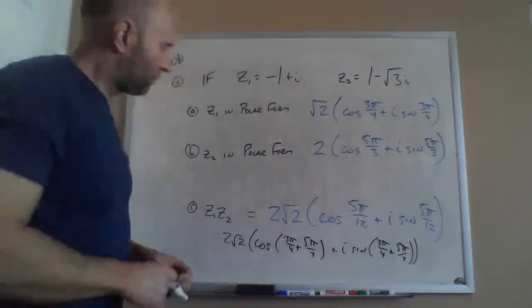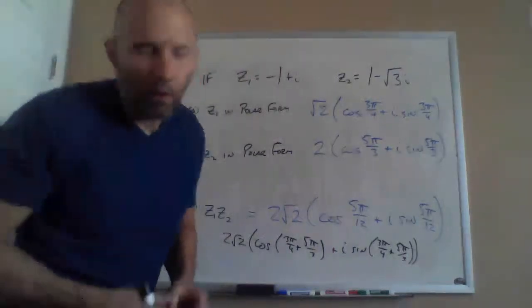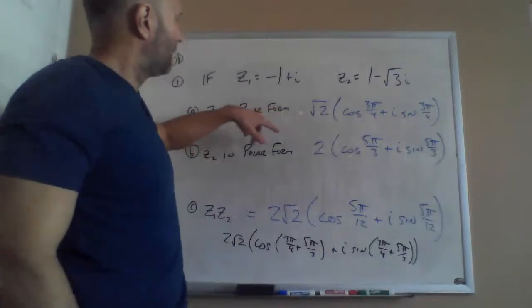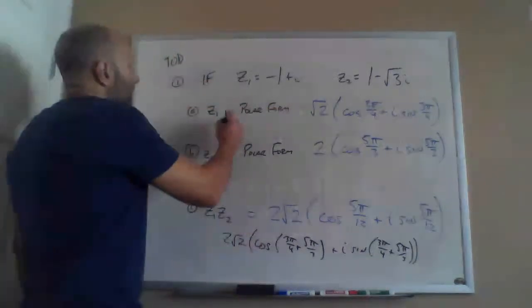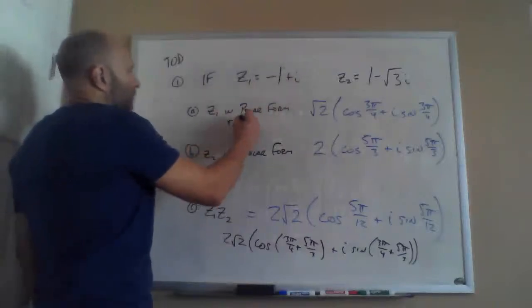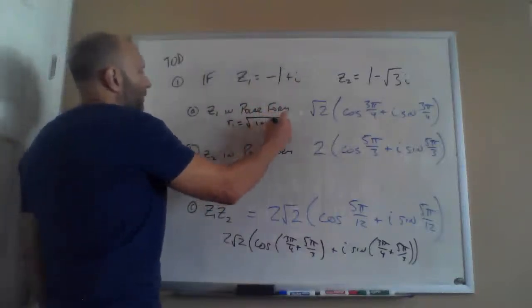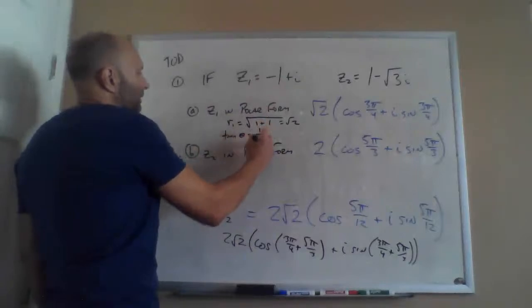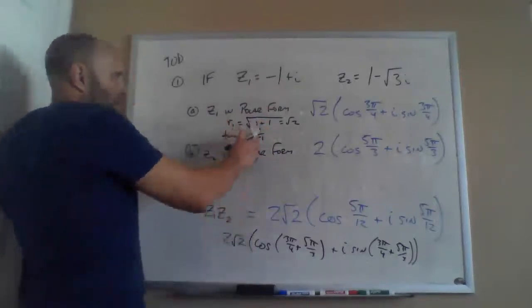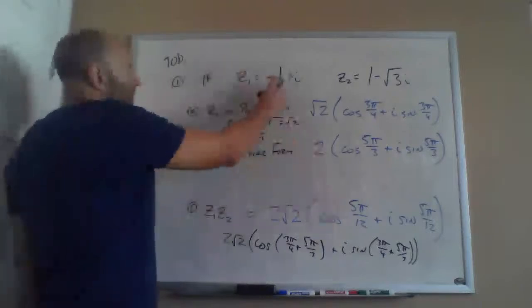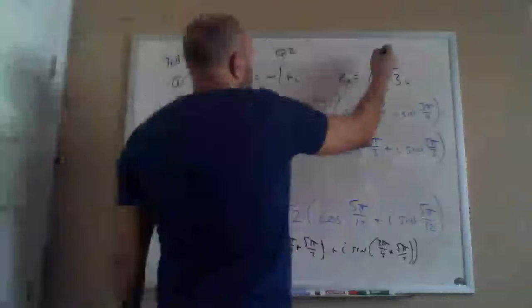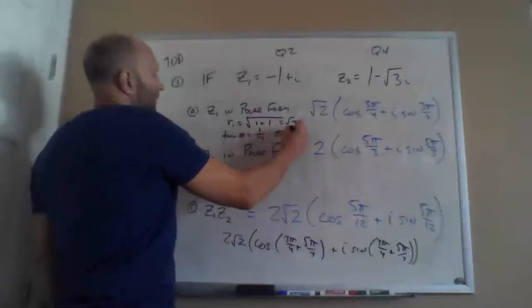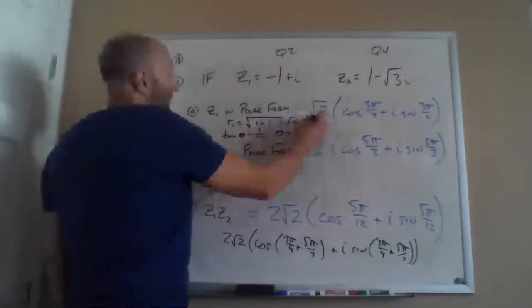I mean, like turning them into polar form. Oh, how to get these two into polar form? If that's your question, we have to find our R. So R1 is like we were doing earlier, square root of 1 plus 1, so square root of 2. Then tangent of theta is B over A, 1 over negative 1. Where is that negative? It's in quadrant 2 or 4. This guy is in quadrant 2. This guy is in quadrant 4. So for this one in quadrant 2, our theta is 3 pi over 4.